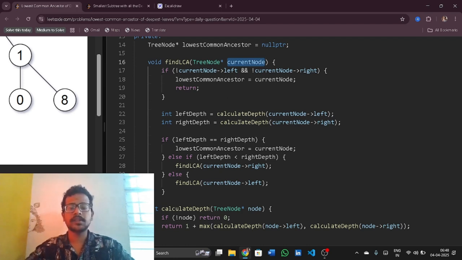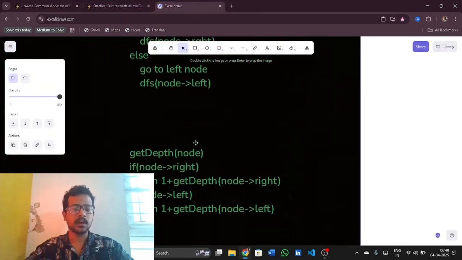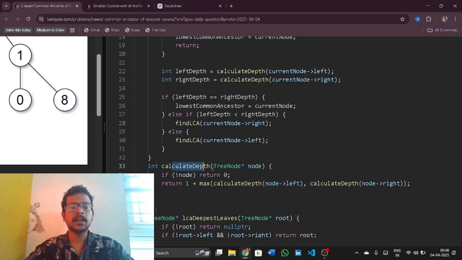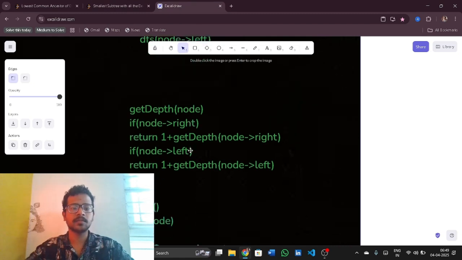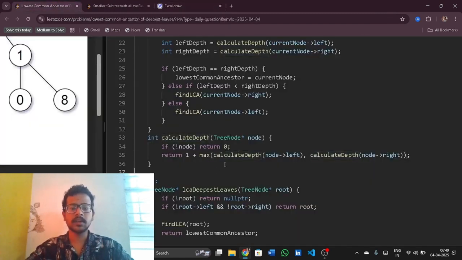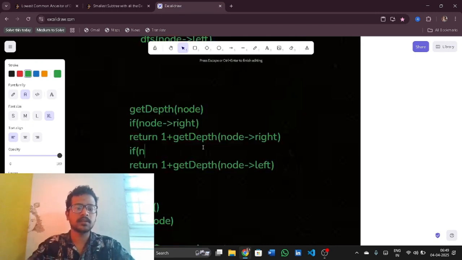Int left depth is equal to calculate depth. Here I named it as get depth; in the code it is calculate depth. Now left depth is calculate depth of current node of left, right depth is calculate depth of current node of right. So how will this calculate depth work? As I said, in the get depth function, if node right is there, we'll be calculating inclusive. That means here I made a mistake. Yes, I made a mistake.